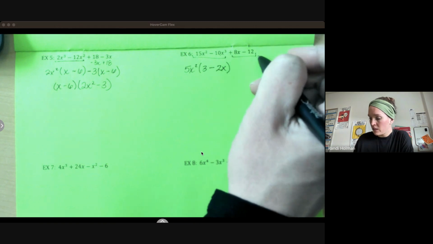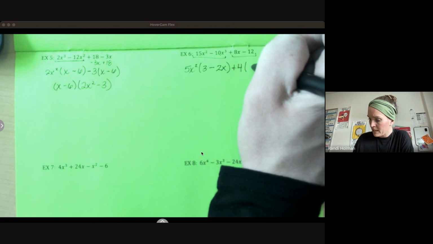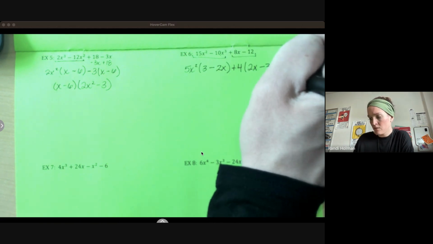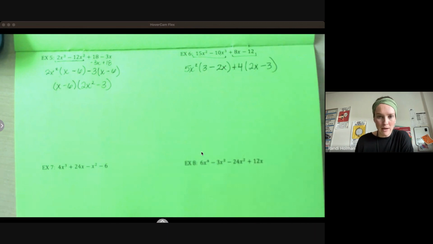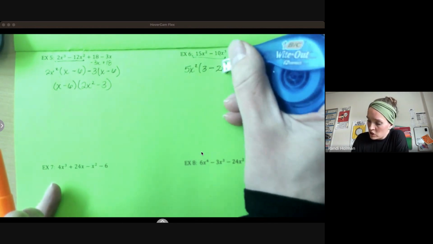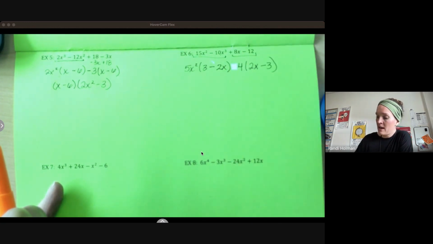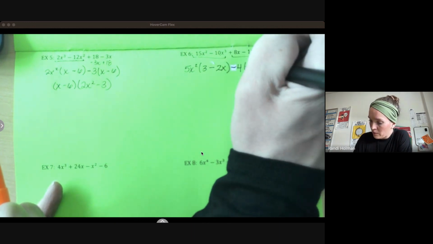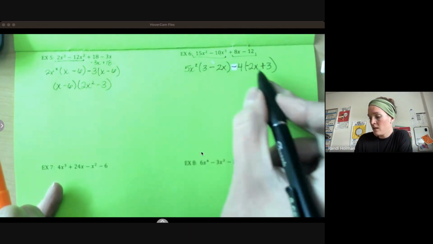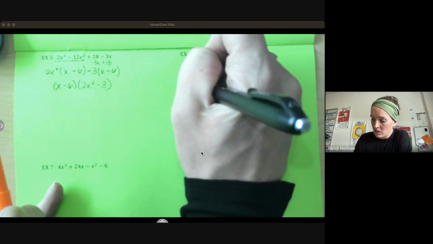Okay, greatest common factor here is 4. But now I have 2x minus 3. So those don't quite match up. I want my x's to be negative. So that's where I'm going to go back and say, oh, I pulled out almost the right thing, but my signs are backwards. So we're going to change this here to a negative 4. And then that will make this negative 2x plus 3. Negative 2x plus 3 and 3 minus 2x are the same. If you don't like that, rewrite it so they look the same.